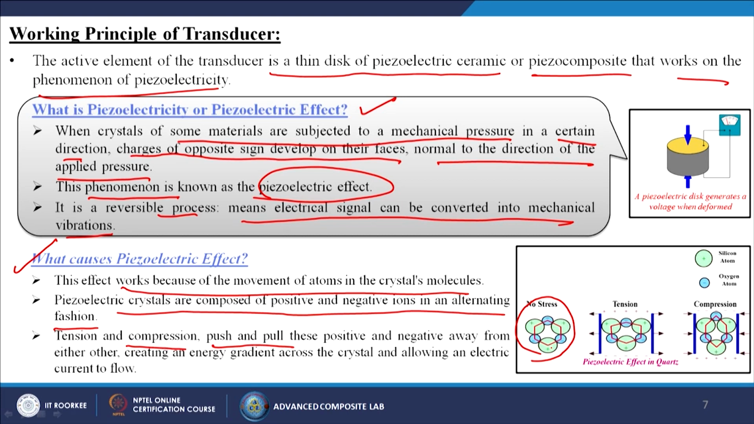So, there is no stress. When we apply tension there, its atoms change their place. So automatically it is generating current at the time of tension, as well as in the case of compression.